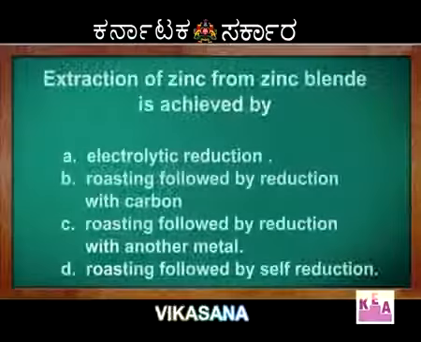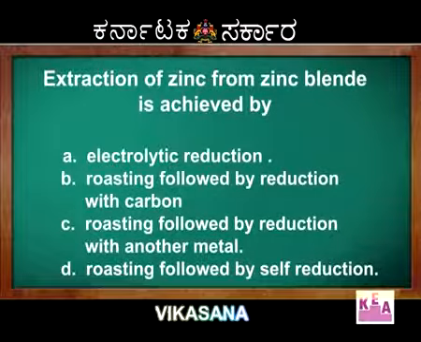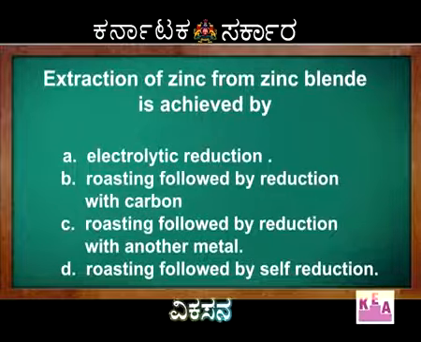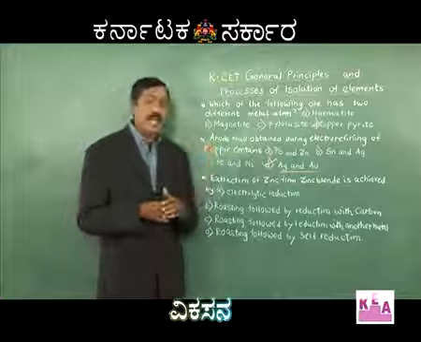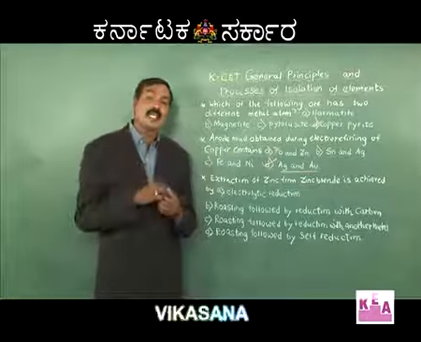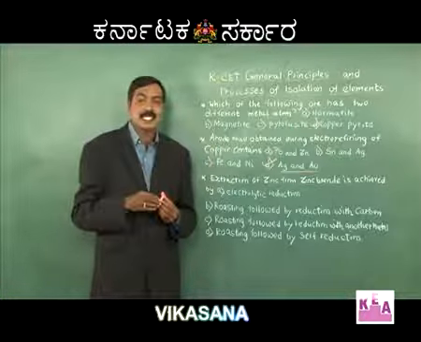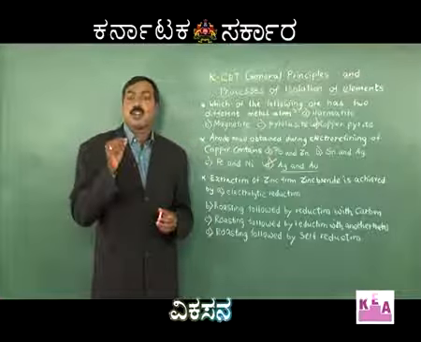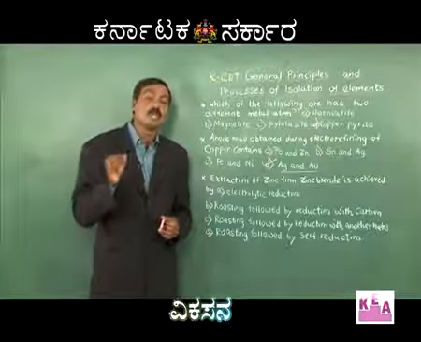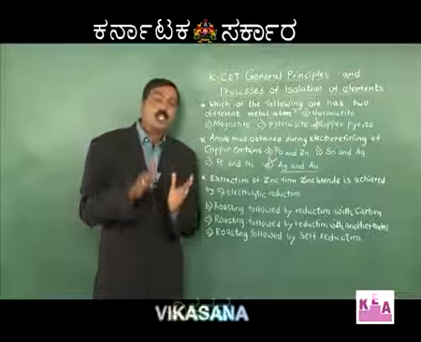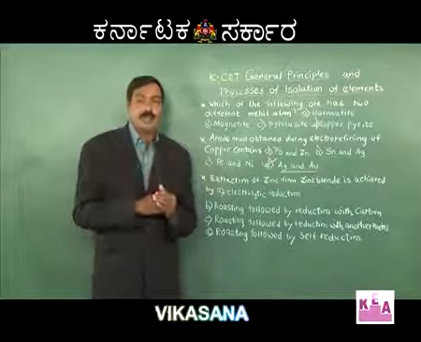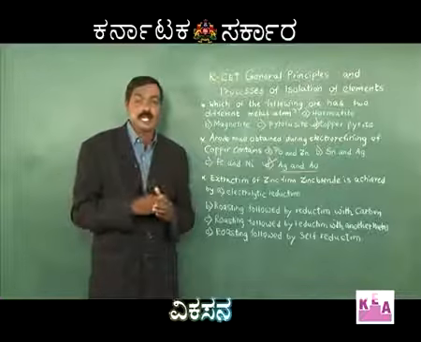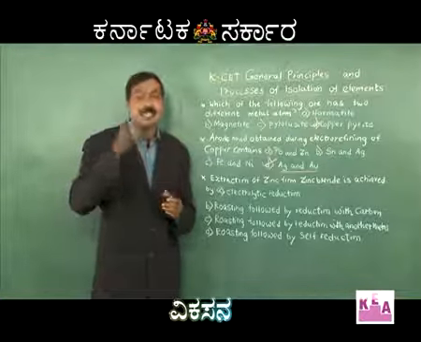Extraction of zinc from zinc blende is achieved by, I remember discussing this a little while ago, zinc blende, ZnS, because it contains sulfide. After concentration, you do roasting. On roasting, you get zinc oxide. Zinc oxide is reduced to zinc using carbon as a reducing agent.